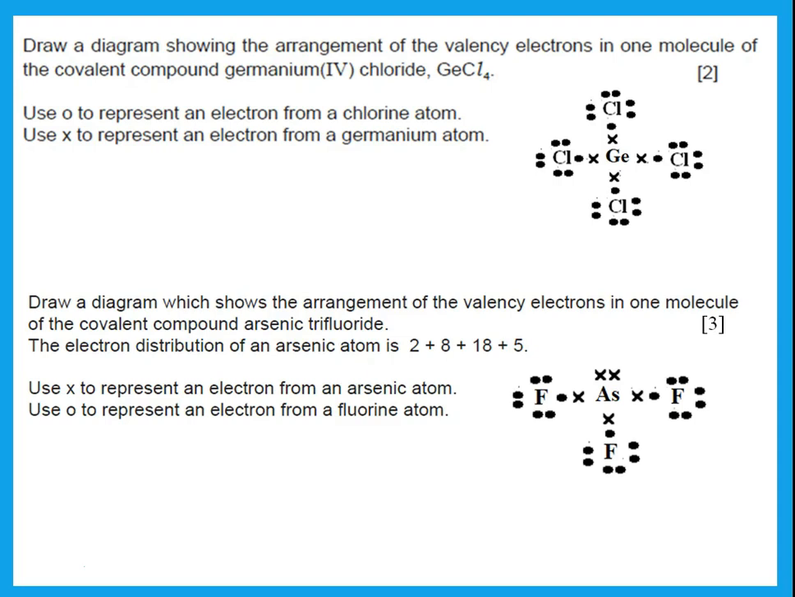Do not forget that each of the fluorine has the rest of its 7 electrons around it, and the arsenic had 5. It's using only 3 for bonding, so it has 2 left that you should put up there on the arsenic. Okay?